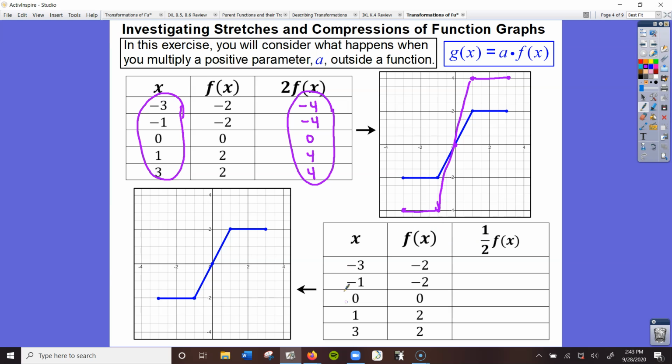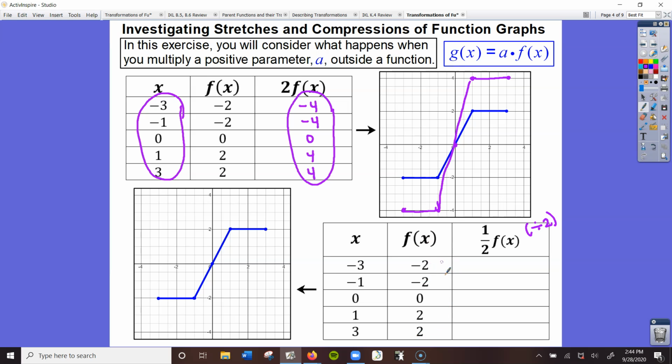Now in this other chart here, you see that we have the number 1/2 times f of x. Multiplying by 1/2 is the same thing as dividing by 2. And when we divide numbers, those numbers are going to get smaller. So if they get smaller, we can expect our graph to shrink. So this would be an example of a vertical shrink. And we're going to see that now.